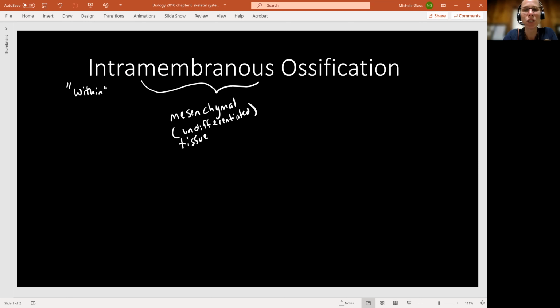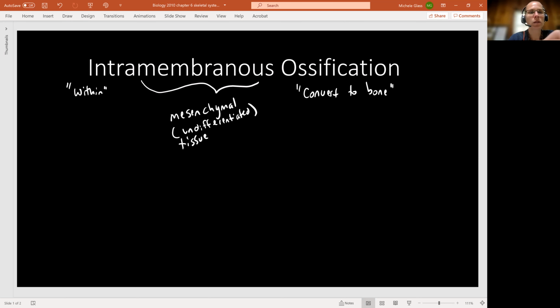Undifferentiated is one of those words that we're going to use quite a lot in the sciences. And what it really means here is it's not designated. So it can basically become any sort of tissue in the body at this point in its development. And then ossification means, I'm going to call this, convert to bone. Or you could say maybe form bone. So either term there that you want to use.